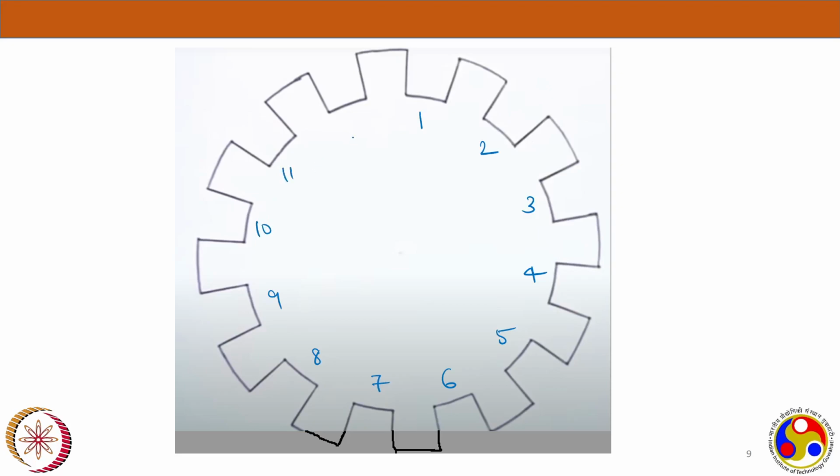It's a 12 slot, 2 pole machine we took, right? The first coil we have connected is 1 to 7 dash, and the next is 2 to 8 dash. So just drawing it here: 1 to 7 dash and 2 to 8 dash.